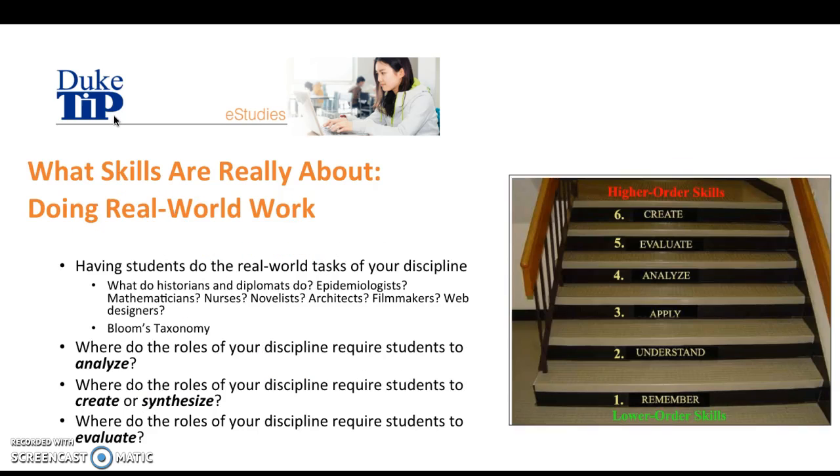So what we're really asking you to do when you select skills is help students define and do and create real-world work. And you're putting them in the role of the discipline. What do historians do? What do diplomats, epidemiologists, filmmakers? And on those higher levels of skill, analysis, creation, synthesis, evaluation. The upper levels of Bloom's taxonomy. That's where you want the students to hang out. That's the type of macro and micro skill that you are having them pursue and practice and hopefully master by end of term.